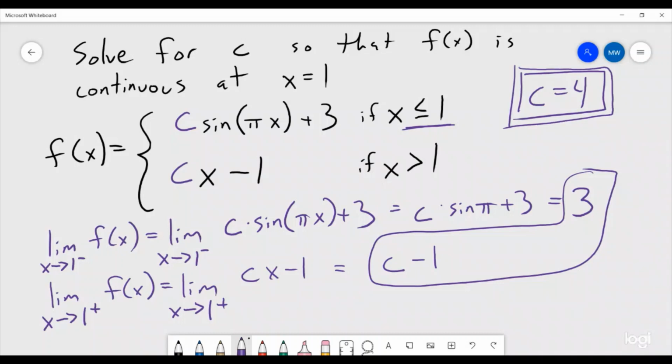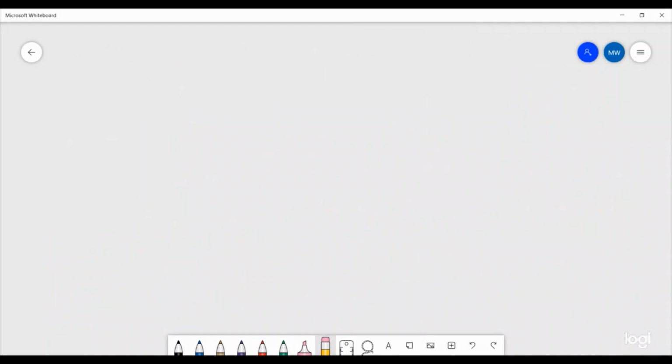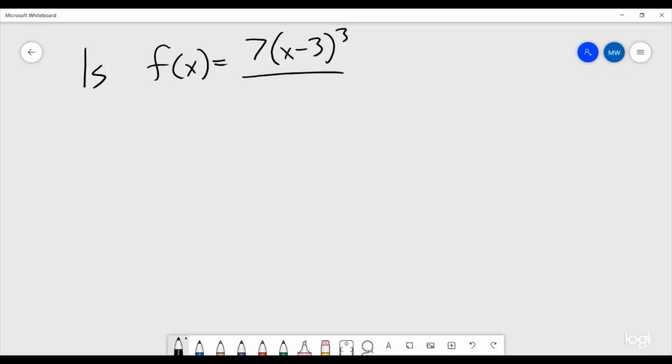Okay, let's do one more so we can figure this out. So we have f of x equaling 7 times x minus 3 cubed over x minus 3, continuous for every x. In other words, no matter what x I use, is this going to be continuous there?